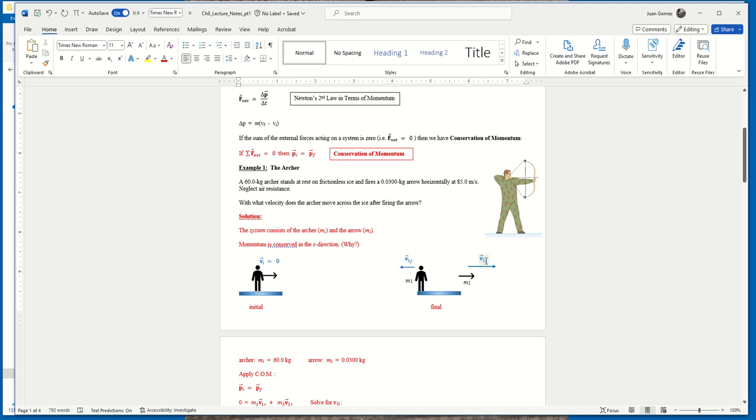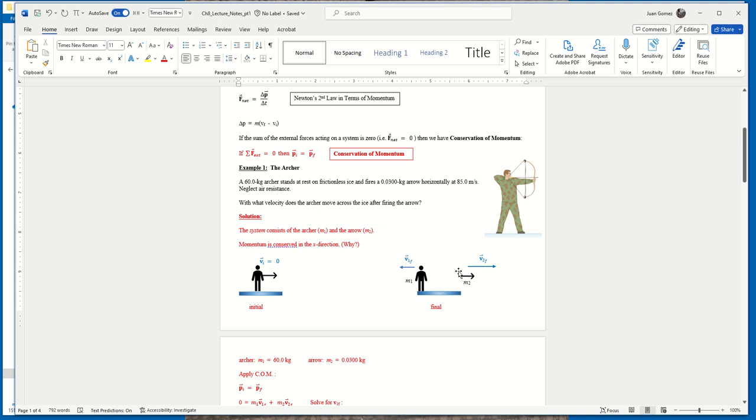V2F is the final speed of M2. So again, initial, that's before he fires the arrow. Final, that's what happens to the system after he fires the arrow. You can see M2, which is the arrow, is moving in the positive axis with a speed V2F. M1 is moving in the negative axis with a speed of V1F.